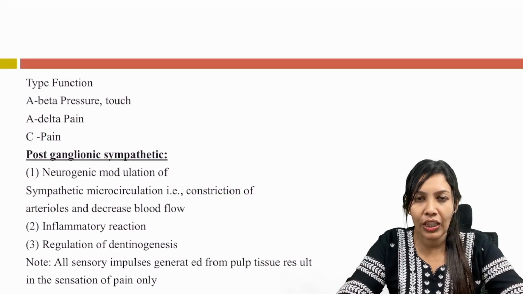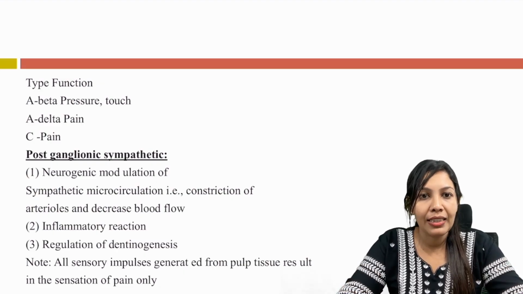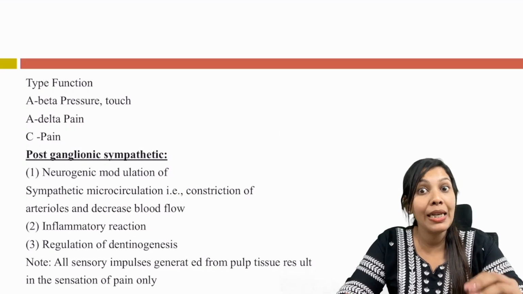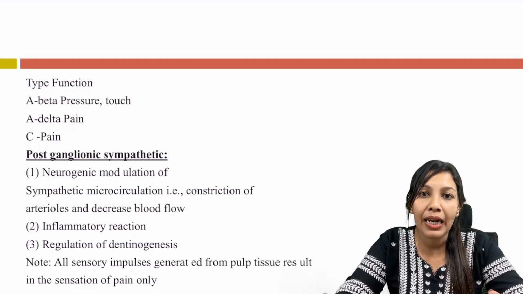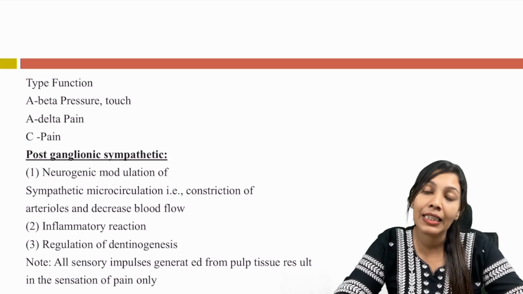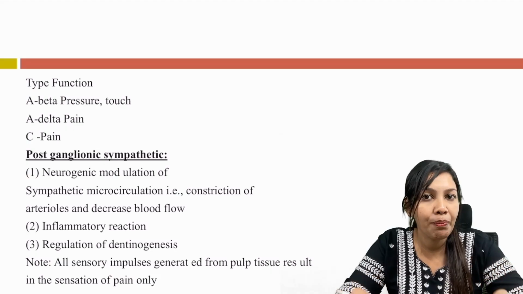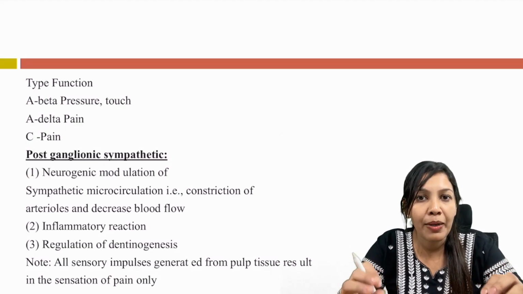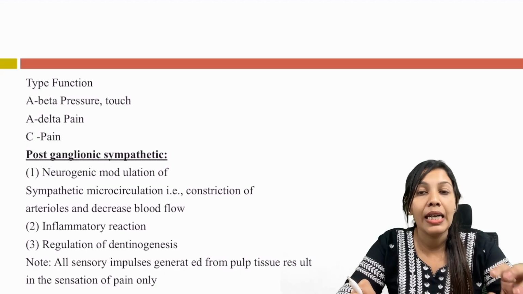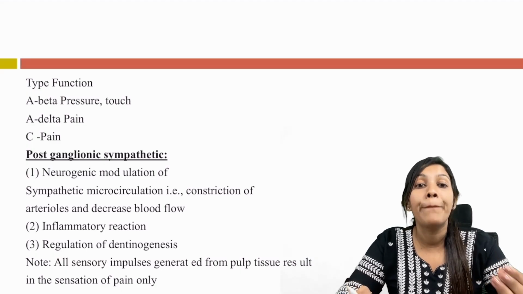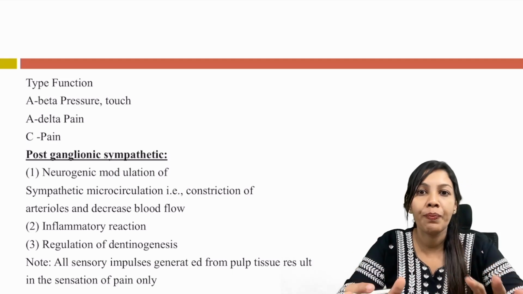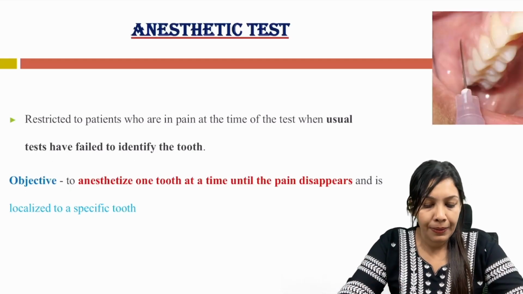This is just for knowledge. A fibers and C fibers are commonly there. A beta fibers are there. In our pulp, mainly A delta fibers and C fibers are there. A delta fibers pain, C fibers pain, because our pulp can actually have a perception of only pain, right? A beta fibers are for pressure and touch. The other two stimuli, right?